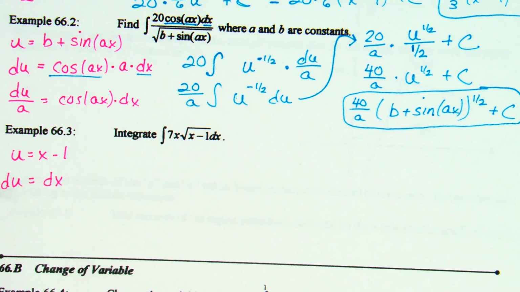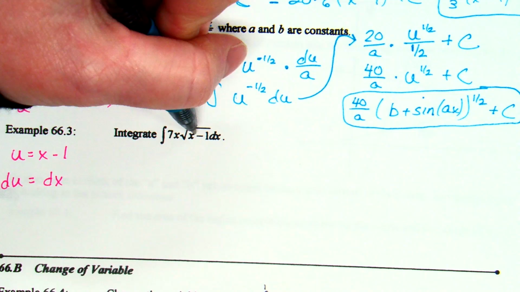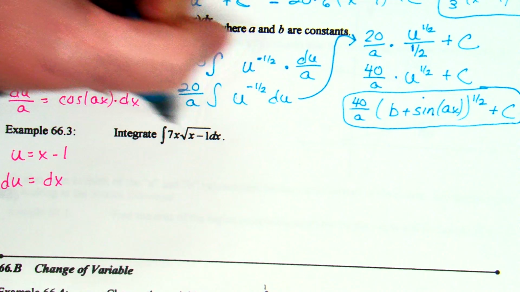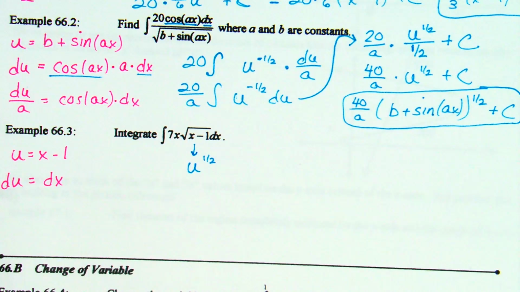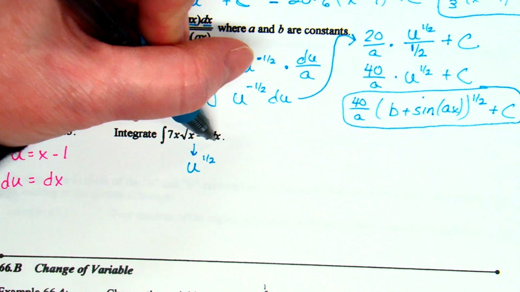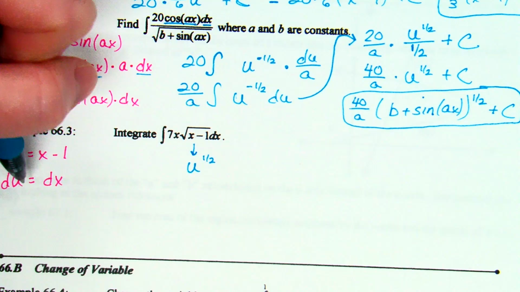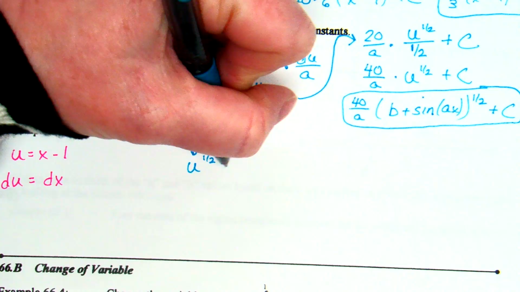Okay, let's see where we're at. The square root of x minus 1, what am I going to call that for right now? Except I'm not going to say x minus 1 to the 1/2. I'm going to replace it with u. So the square root of x minus 1 is going to be u to the 1/2. What do I know about dx? dx is exactly equal to du. So I'm going to replace dx with du.